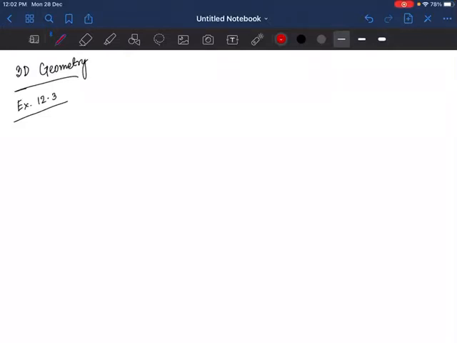So we are going to do exercise 12.3 question number 2. What it says is, given that the points P, Q, R are collinear, find the ratio in which Q divides PR. They said that the 3 points P, Q and R are collinear with coordinates P (3, 2, -4), Q (5, 4, -6), then R (9, 8, -10).